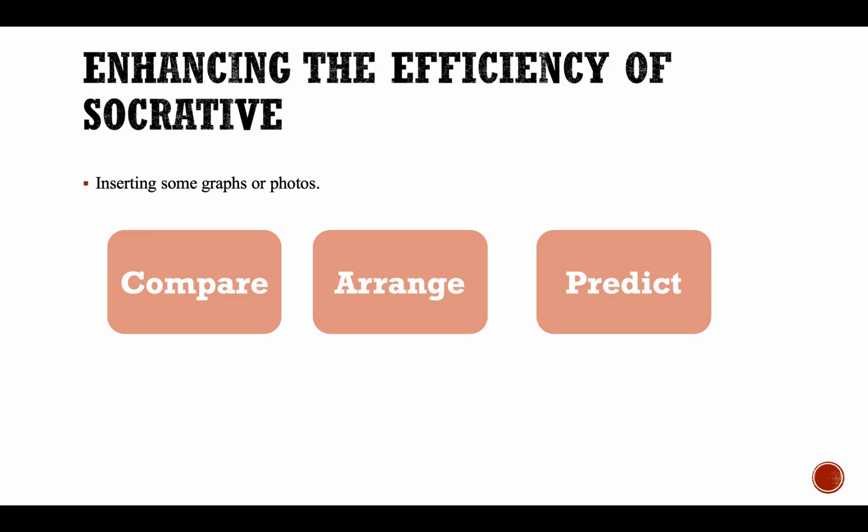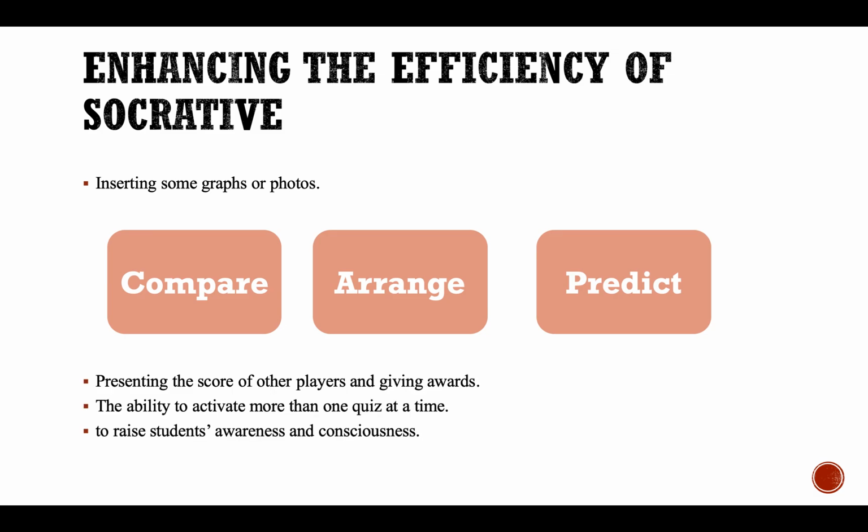Presenting the scores of other players and giving awards are effective factors that will encourage students to enhance their knowledge and compete with their friends to get higher scores, which will affect their comprehension positively. It's important that Socrative gives the teacher the ability to activate more than one quiz at a time.